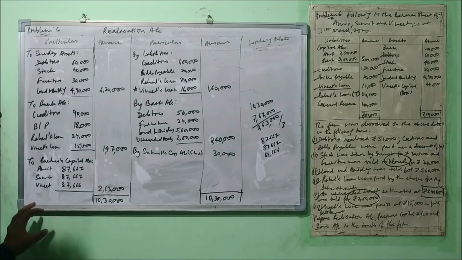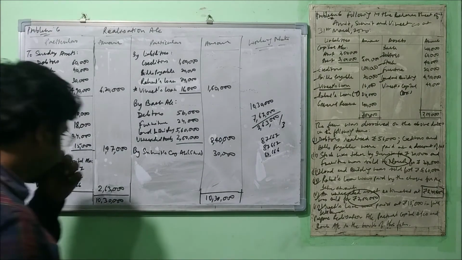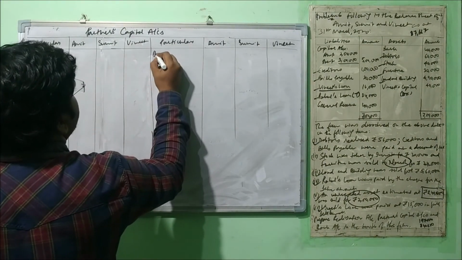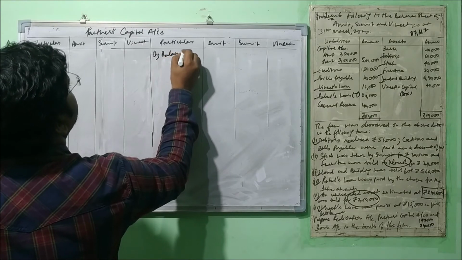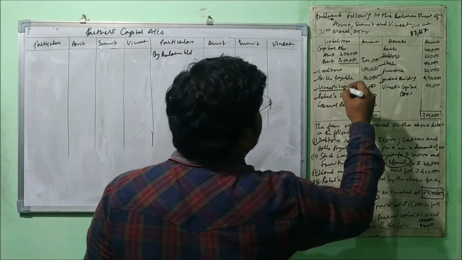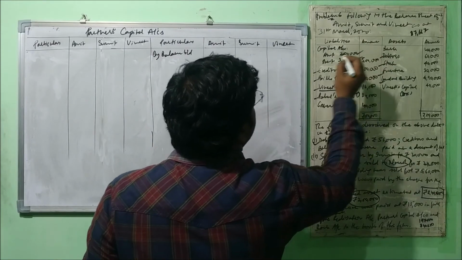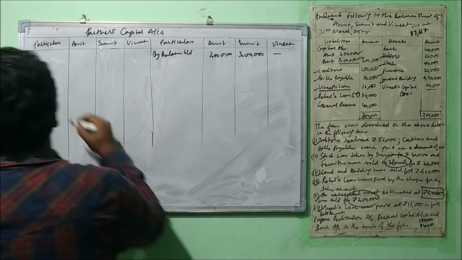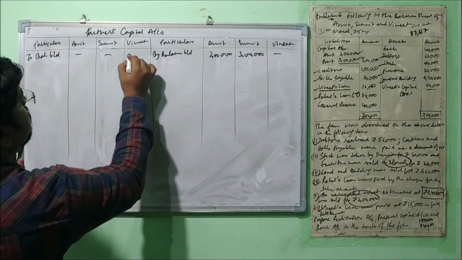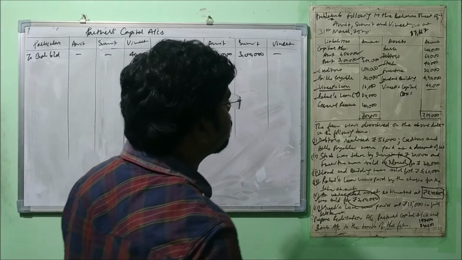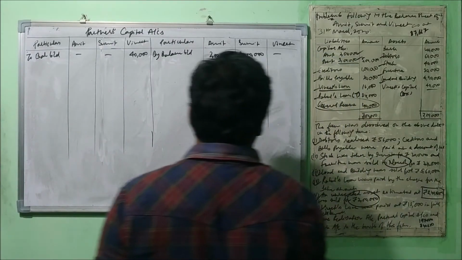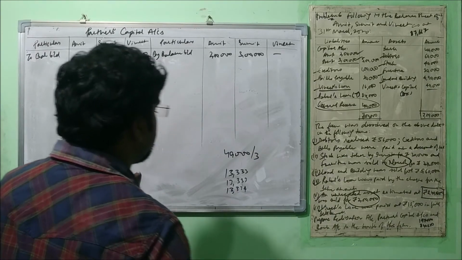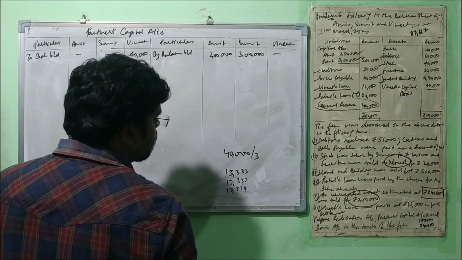Now it's time to prepare the partners' capital account. Here is the format of the partners' capital account. Let's place the entries here. Very first, balance b/d, which we pick from the balance sheet, 2 lakh and 3 lakh. Vinit's capital balance is on this side, so it will be placed here, 40,000. Now the reserve needs to be distributed among them, so 40,000 divided by 3 is 13,333 each, and the last one we are giving 13,334.